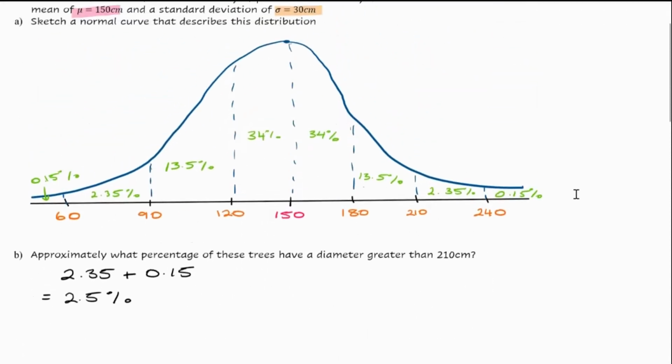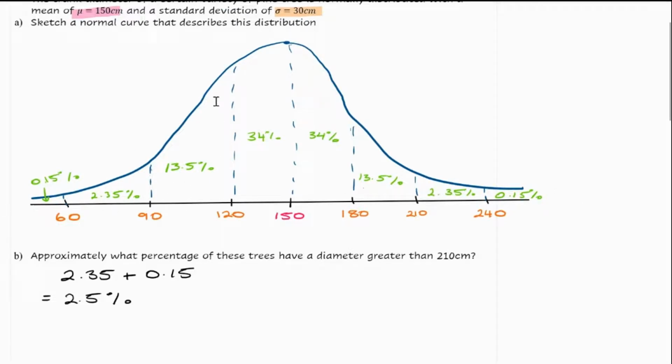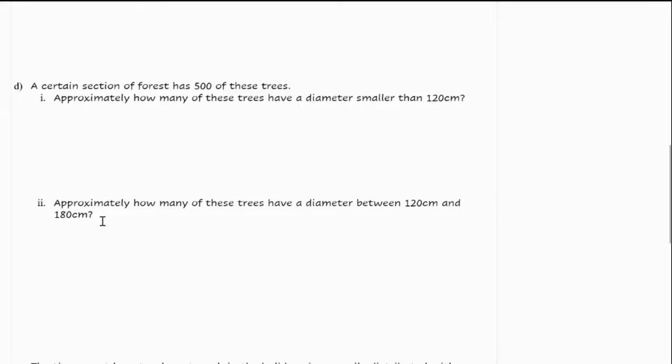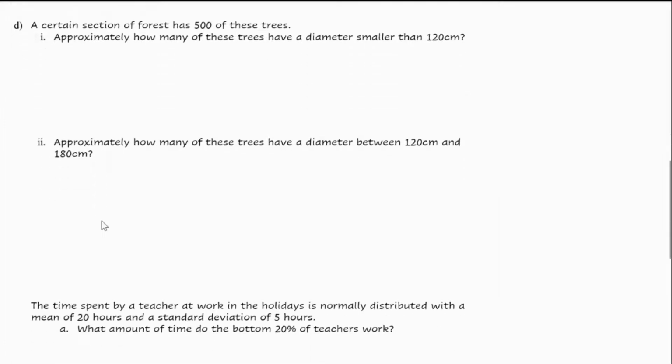So I need to go back up to my normal distribution curve and have a look at this lower part of my normal distribution curve that's less than 120, and add up all of the percentages under this 120. So this would be 0.15 plus 2.35 plus 13.5, which I believe should give me 16. Yep. So adding this down here, 0.15 plus 2.35 plus 13.5 is going to give me 16%.